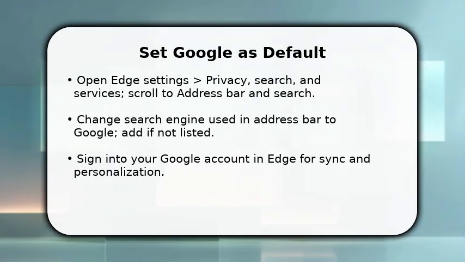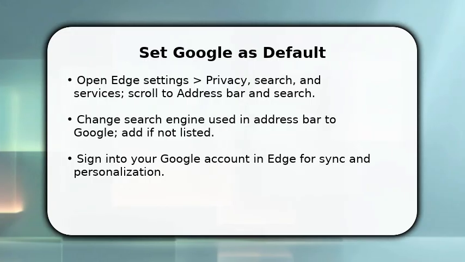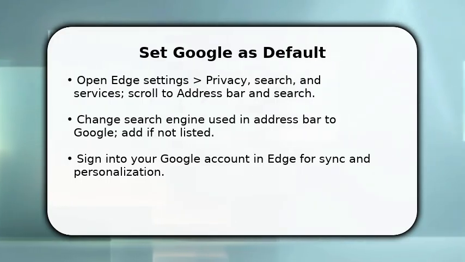Enjoy the video. You start by making Google the default search in Edge so every address bar query uses it. Open Edge settings, go to Privacy, Search and Services, then jump to Address Bar and Search. Once there, pick Google from the list. If it's missing, add it manually and confirm.